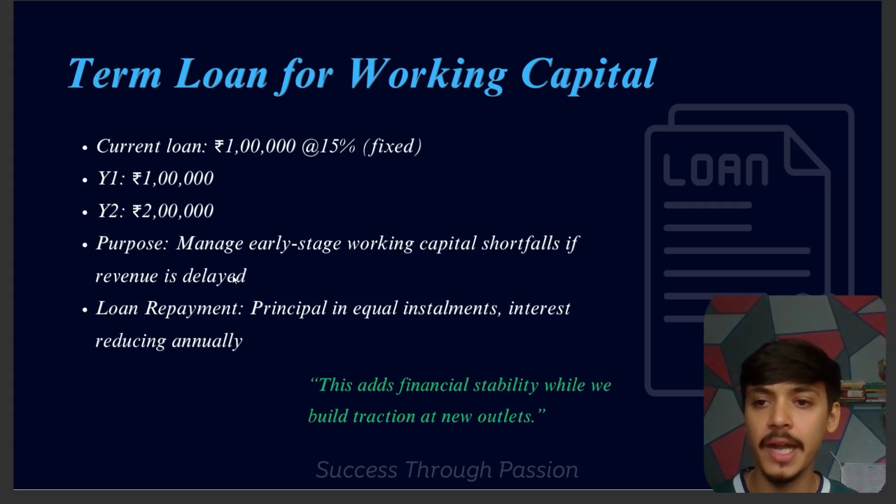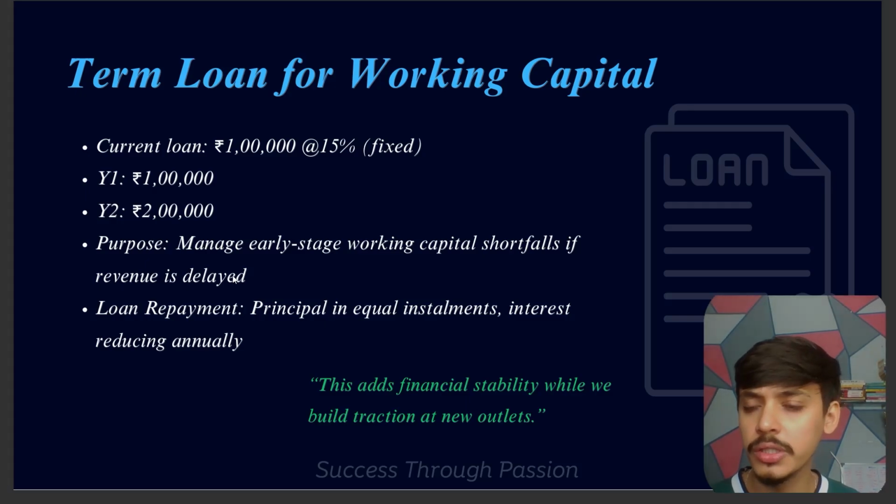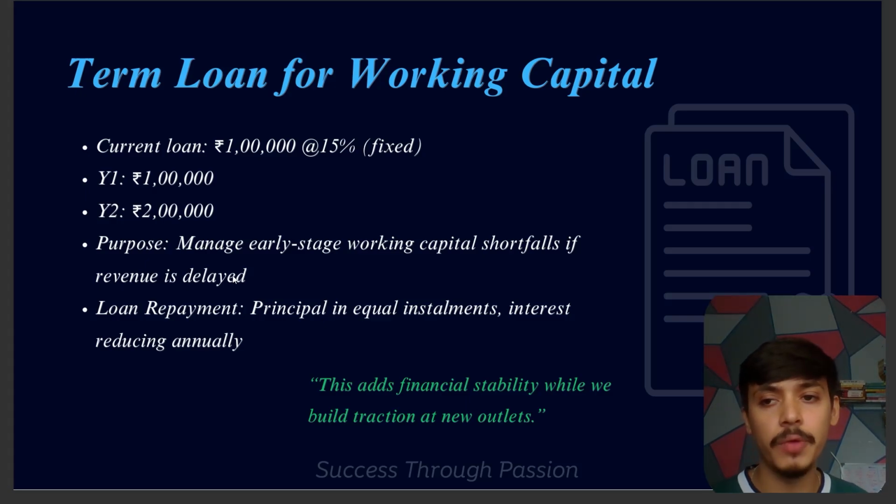In year 1 we are adding 1 lakh worth of loan amount and in year 2 we are adding 2 lakh term loan to our balance sheet. Here both the loans that we are adding in year 1 and year 2 are on reducing balance rates. We will understand how reducing balance works and how we can model it out.